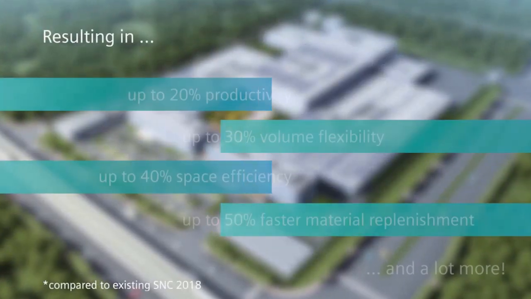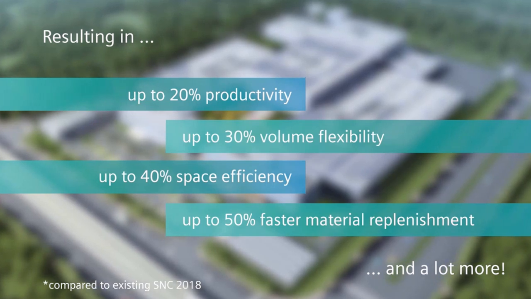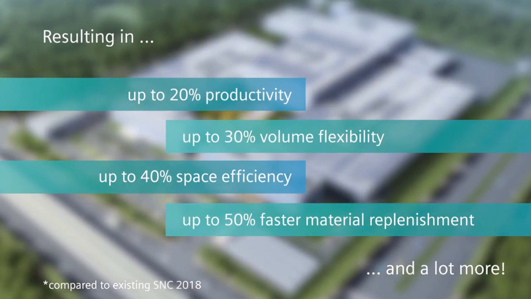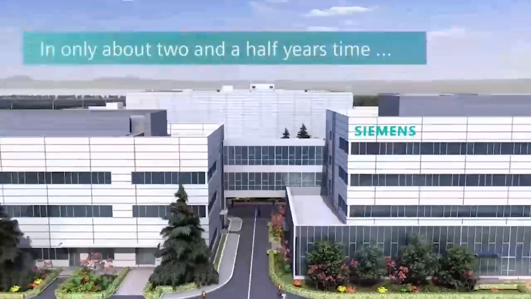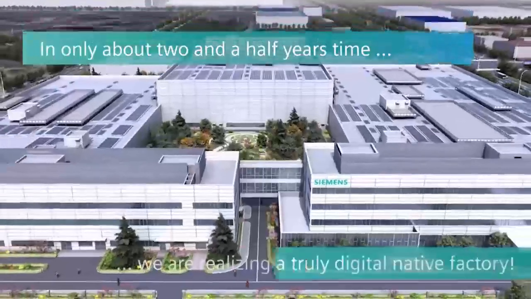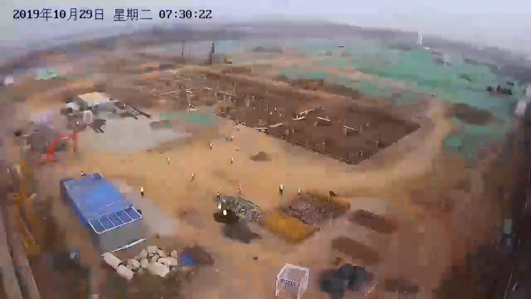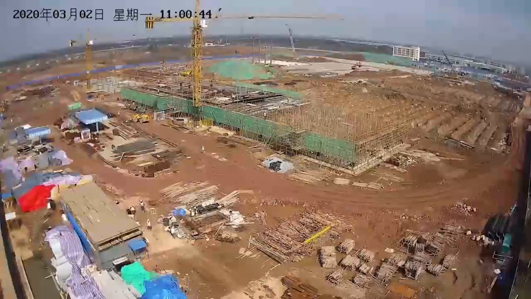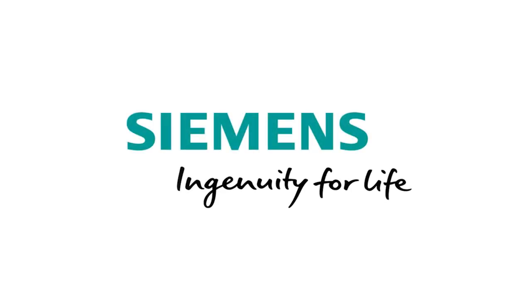Resulting in up to 20% productivity, up to 30% volume flexibility, up to 40% space efficiency, up to 50% faster material replenishment, and a lot more. In only about 2.5 years' time, we are realizing a truly digital native factory. To be continued. Siemens, ingenuity for life.